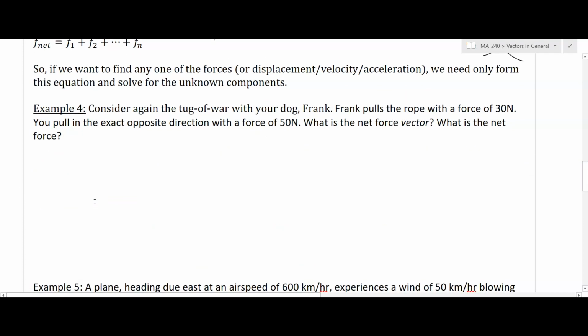So consider again the tug of war with your dog, Frank. Frank pulls the rope with a force of 30 newtons. You pull it in exactly the opposite direction with a force of 50 newtons. What is the net force vector, and what is the net force?